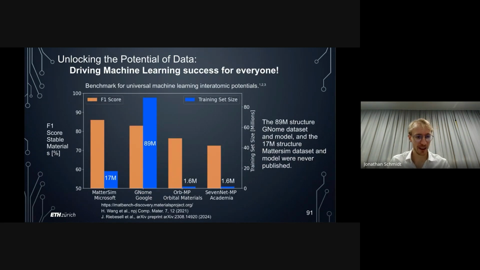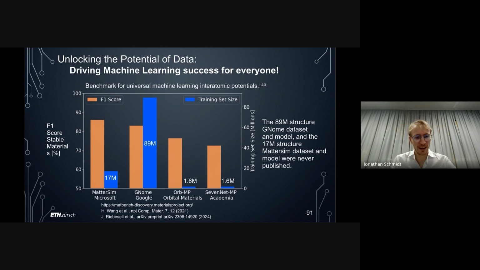Then, of course, we have the universal force fields. So we have the Matbench Discovery benchmark, also using some subset of the Alexandria database that was created through substitutions. And here we have the MatterSim and the GNoME model from Google, that were trained on proprietary data sets, and neither the model nor the data sets were ever published.